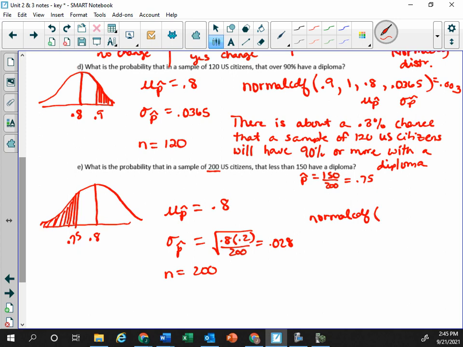Guys, if you're struggling at all with what the left side should be, if you put negative infinity in on this, you're still going to get the right answer, okay? So if that's messing with your brain at all, you could do either of those and you're going to get the right thing. Up to our 0.75. Mu of p hat. 0.028. Did you guys get 0.028 as your sigma p hat? Okay, good.